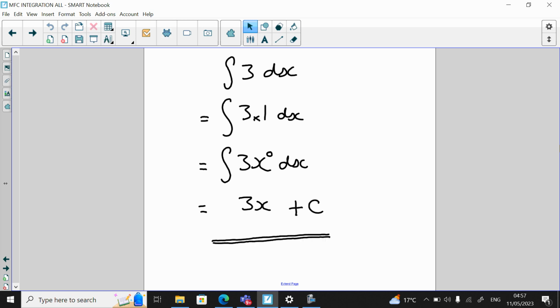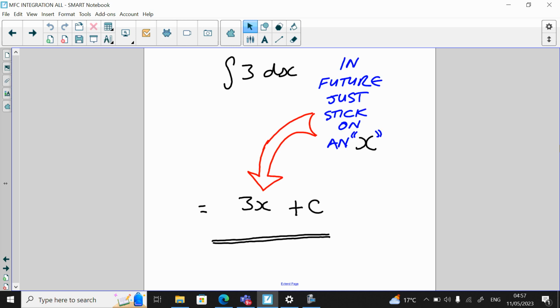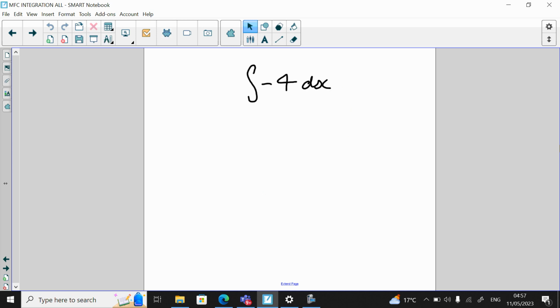In future, all you're going to do, number on its own, all you do is just stick an x to it, or whatever the variable is. If it's dt, you would put t onto it, but it's dx up the top line. Just stick x in it. Okay. Similar, integrating a number on its own, -4, that just goes straight to -4x plus c. Done.